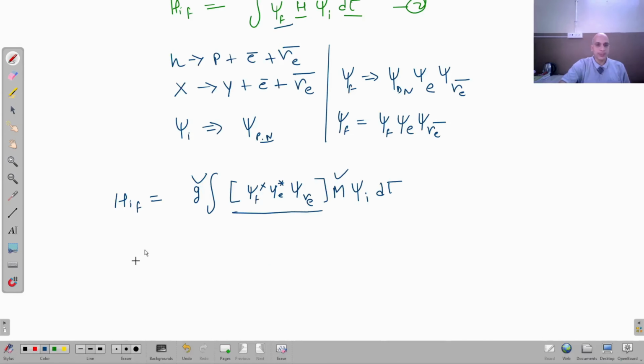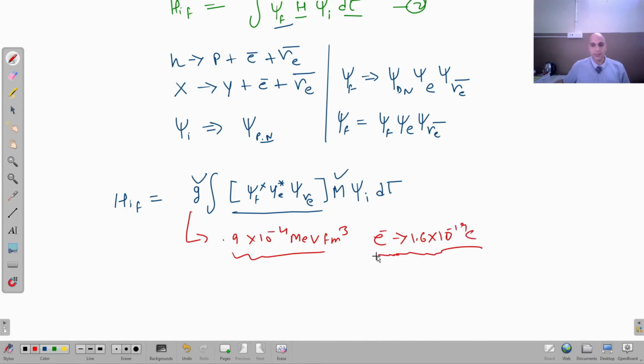So as I told you that G is coupling constant, so I am writing down the value of G here. According to Fermi, it is 0.9 into 10 raised to power minus 4 mega electron volt Fermi meter cube. And it is analogous to the charge of electron, that is 1.6 into 10 raised to power minus 19 coulomb in case of electromagnetic interaction. So this is the coupling constant that determines the strength of this interaction between the initial and final state, and M is the matrix element, or operator we can say.